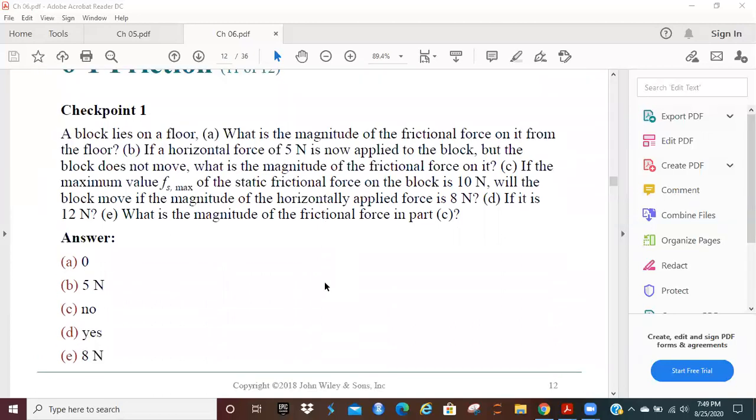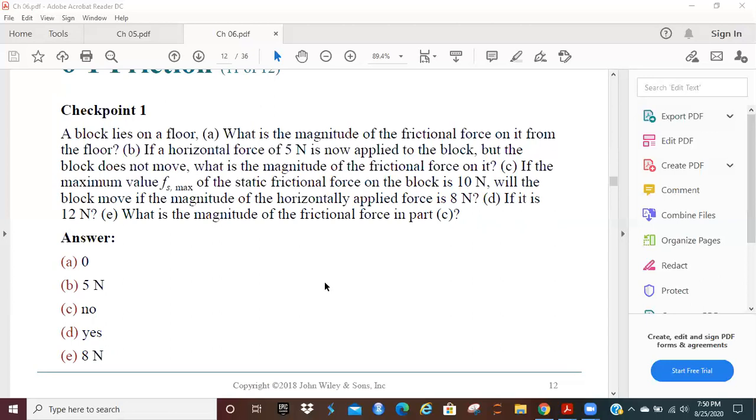So let's take a look here at the first problem. We've got a block that lies on the floor. What is the magnitude of the frictional force on it from the floor? Zero, because it's not moving. That's right, it's not moving.